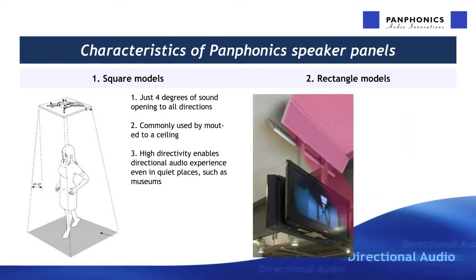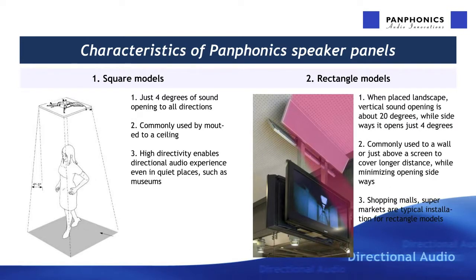On the other hand, the rectangle model has narrow but vertically wider sound coverage. Like in the picture, if the rectangle model is placed vertically against the floor and in landscape mode, the sound opening or bleeding is almost as narrow as the square model sideways, but it widely opens vertically, as shown with red marks in the picture. This is to cover narrow but long sound coverage, typically along a corridor in a shopping center or supermarket.